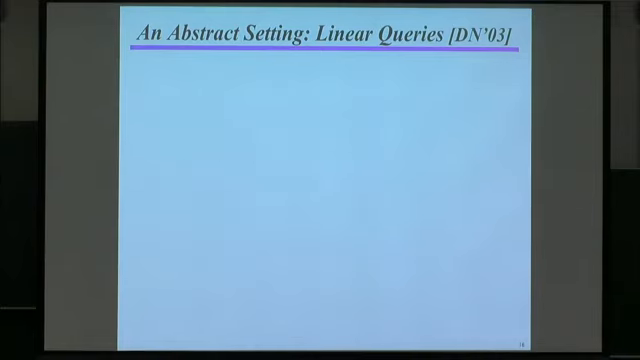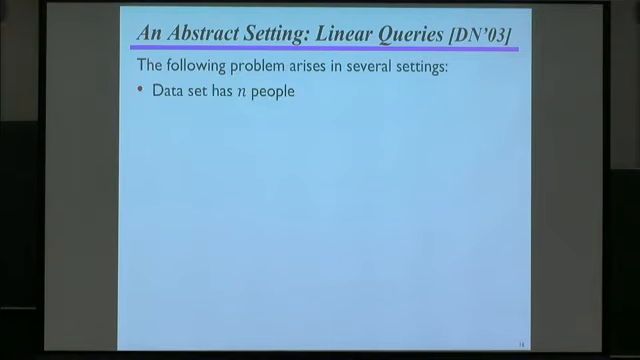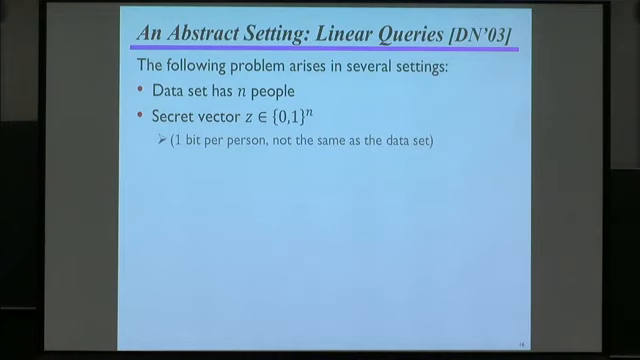Okay, so let's look at an example of reconstruction attacks. I'm going to start with an abstract setting and try to specify it afterwards in a couple of different ways. This is roughly due to a paper of Dinur and Nissim from 2003. Consider the following problem. Suppose there's a data set of n people, and there's a secret bit associated to each person. So I've got some secret vector z, which consists of one bit per person.